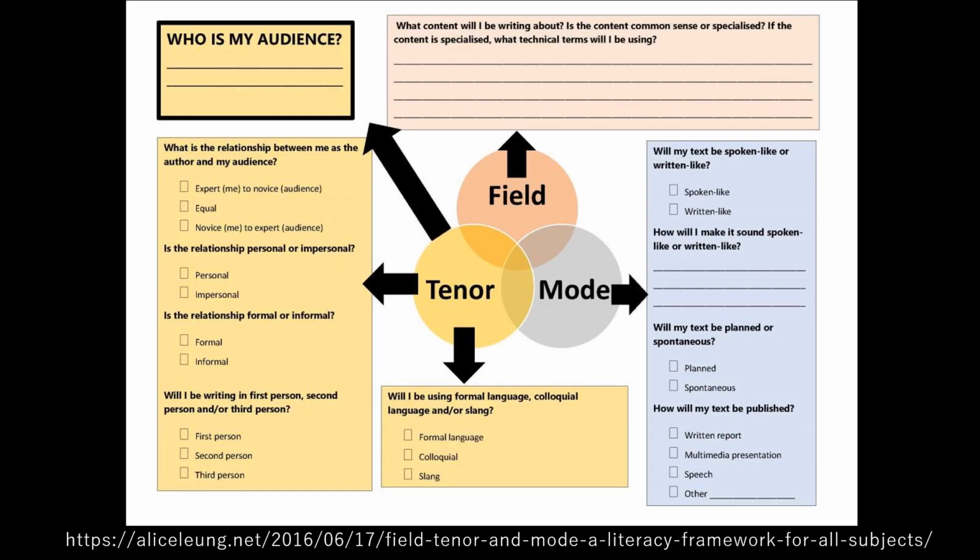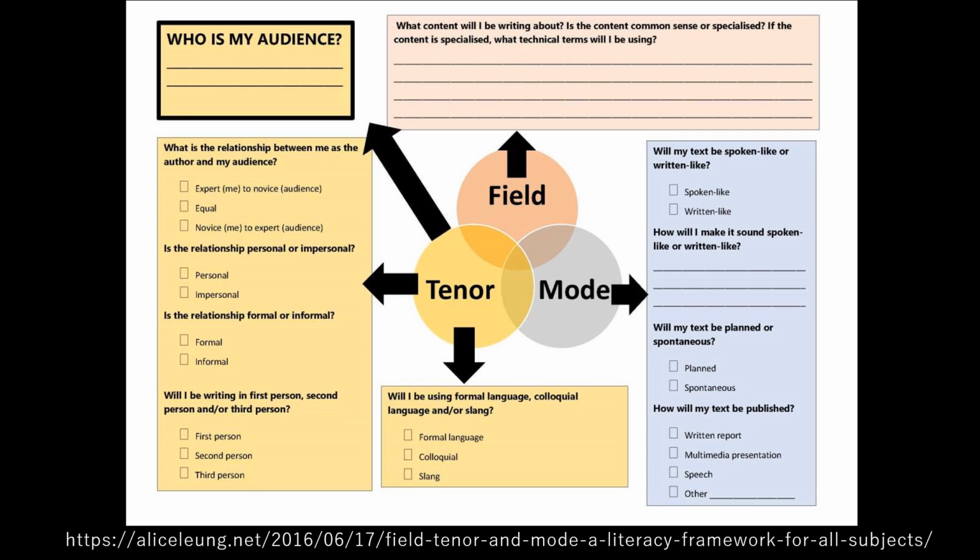To ensure that we can successfully communicate with our readers through writing, there are three important concepts that will be helpful to consider. Let's look at this diagram taken from the following website that you can also access yourself, and I have put it in the list of references at the end of the video. So these three concepts are field, tenor, and mode. As you can see on the diagram, these three are interrelated.